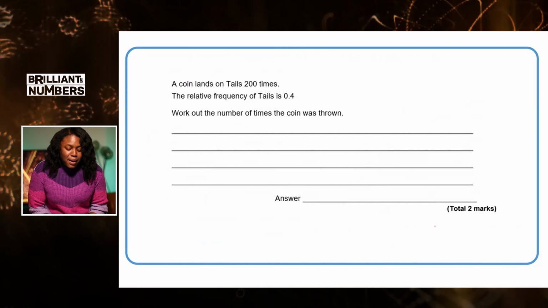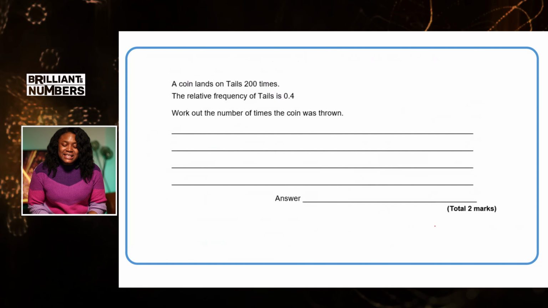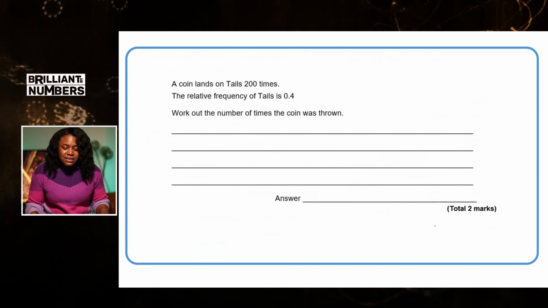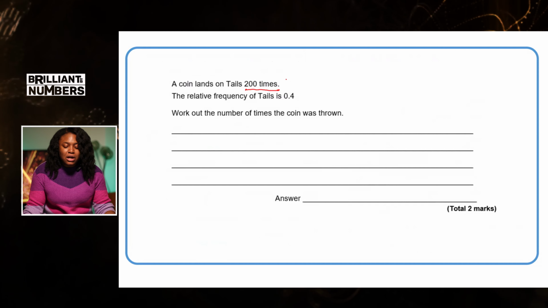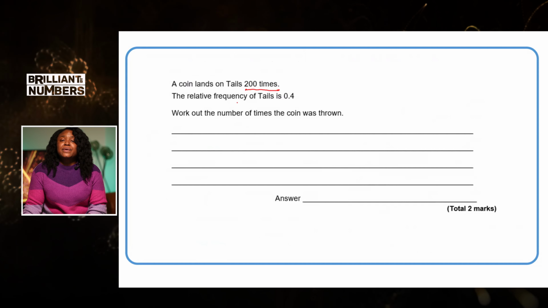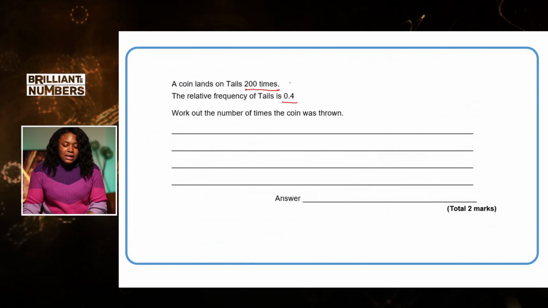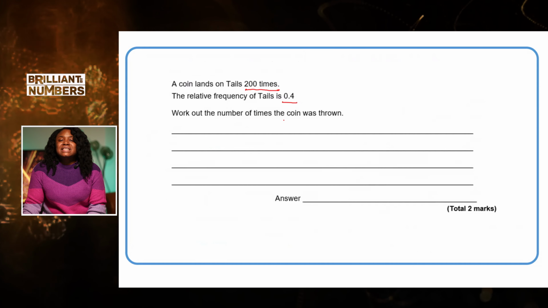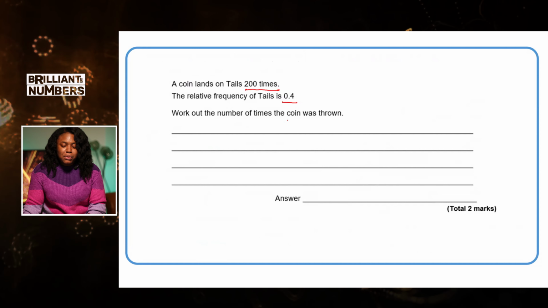Another question on probability. So we're told here that a coin lands on tails 200 times. So let's underline that. 200 times, so that is our number of trials. We're told that the relative frequency of tails is 0.4. Work out the number of times the coin has been thrown, for 2 marks.